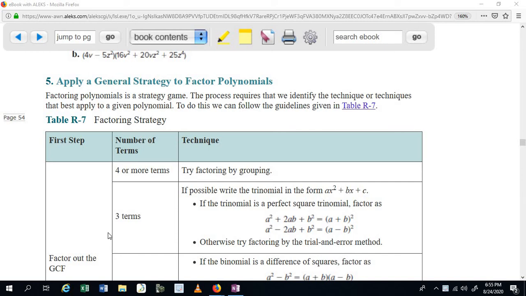Hello again. In this video, I'm going to go over Objective 5 from Section R5, which is about applying a general strategy to factor polynomials. Now, in this section, we looked at several techniques to factor polynomials, and so we just want to develop a general strategy for factoring polynomials in this section.